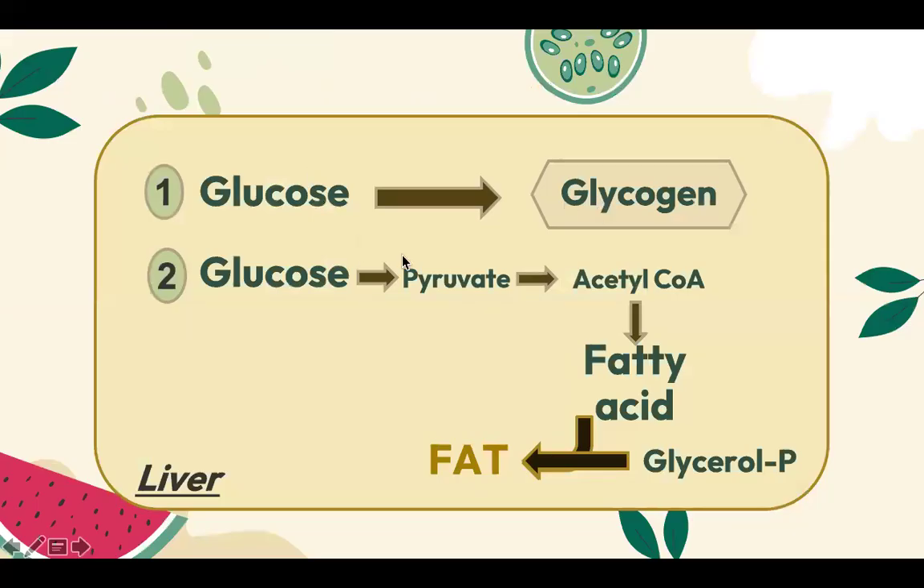Glucose is converted to glycogen, and then in fat synthesis, glucose turns to pyruvate, to acetyl-CoA, and then that forms fatty acids. And then we have glycerol P here. Glycerol basically comes from something called chylomicrons. If you remember, chylomicrons are basically dietary lipids being carried. So that gives the liver glycerol, and then that combines with fatty acids to form fats.